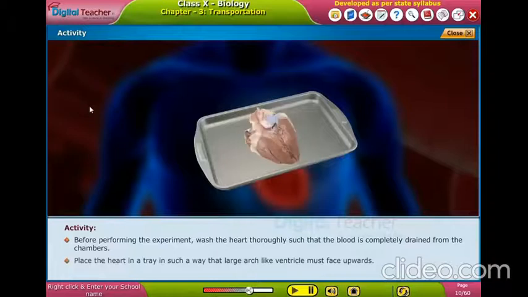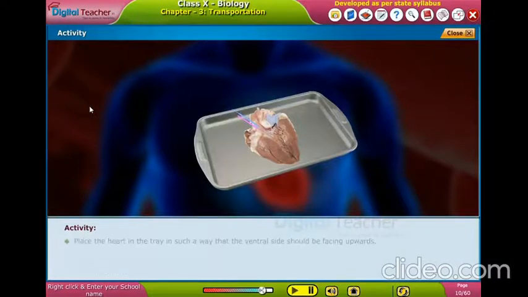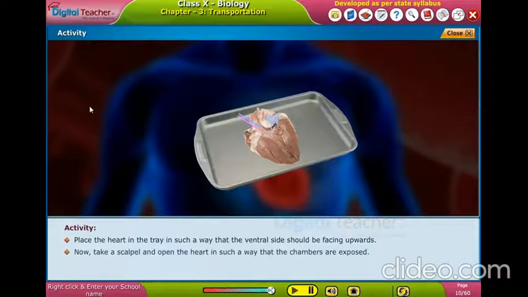Place the heart in a tray in such a way that the large arch-like ventricle must face upwards. Take the soda straws and insert them properly into the stumps, base of the blood vessels. Place the heart in the tray in such a way that the ventral side should be facing upwards. Now, take a scalpel and open the heart in such a way that the chambers are exposed.